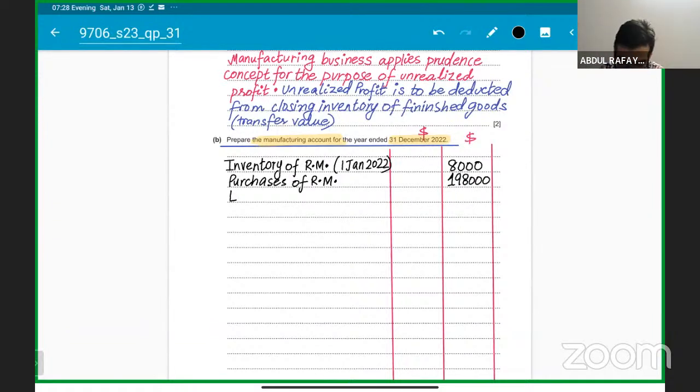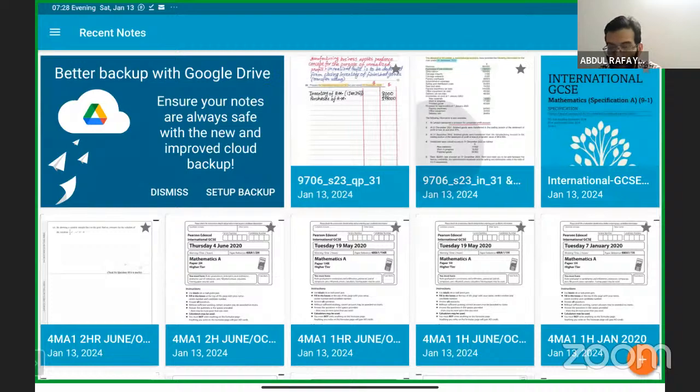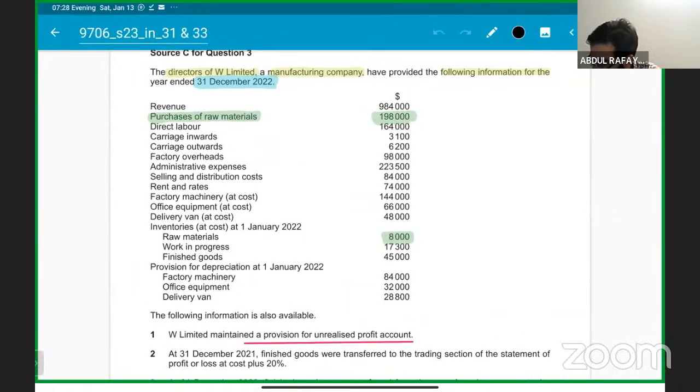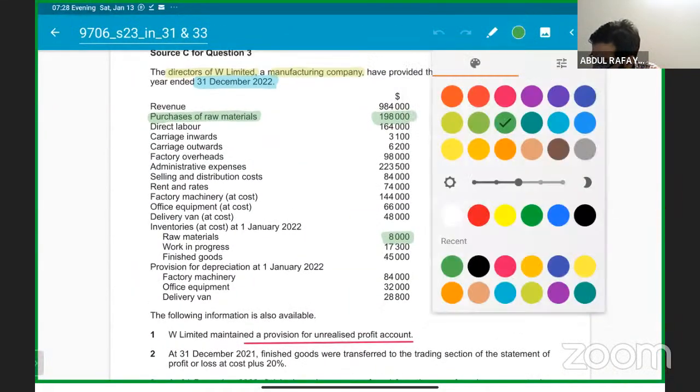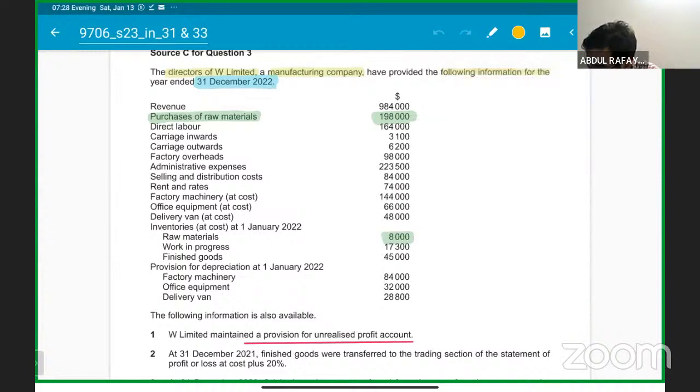And then we subtract return inwards, and if there is any carriage inwards, we have to add. Return inwards will be subtracted, students, and carriage inwards will be added. Always remember that carriage inwards will become part of this. Okay, so we have carriage inwards as well, according to the format. Is everyone there? And there might be marks as well.